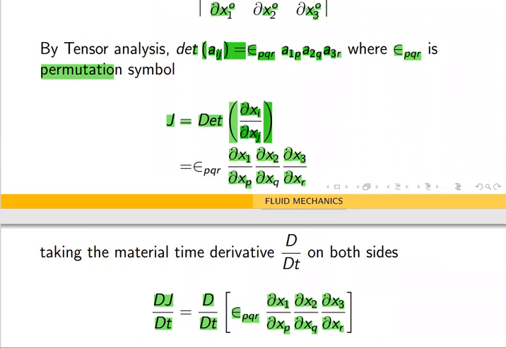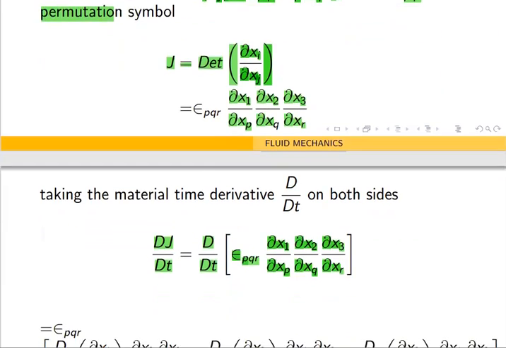So now we have to differentiate this. What is our epsilon pqr? Epsilon pqr is just a number, so it can be taken outside. It's a constant, so we can take that constant outside the derivative d/dt. So d/dt of these three things: ∂x1/∂xp, ∂x2/∂xq, ∂x3/∂xr. So we have three functions, the product of three functions, and we are going to use the product rule.